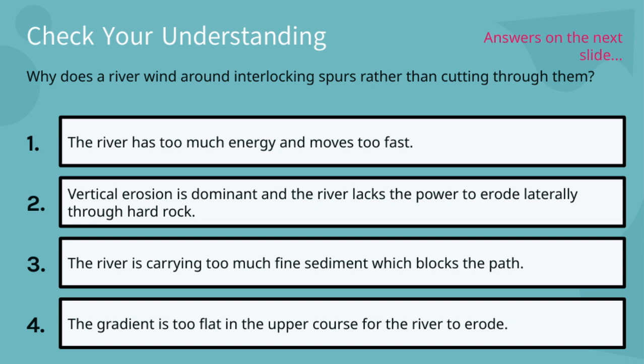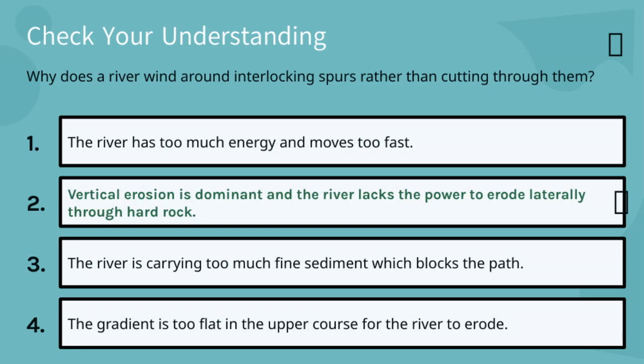Take a moment to choose your answer. Think carefully about the difference between vertical erosion and lateral erosion. In the upper course, which one is dominant? The correct answer is 2. Vertical erosion is dominant, and the river lacks the power to erode laterally through hard rock.